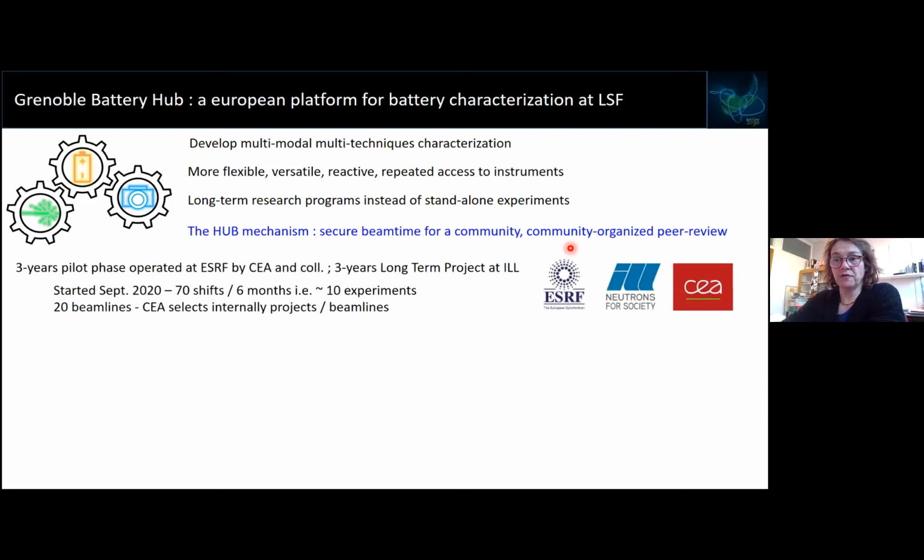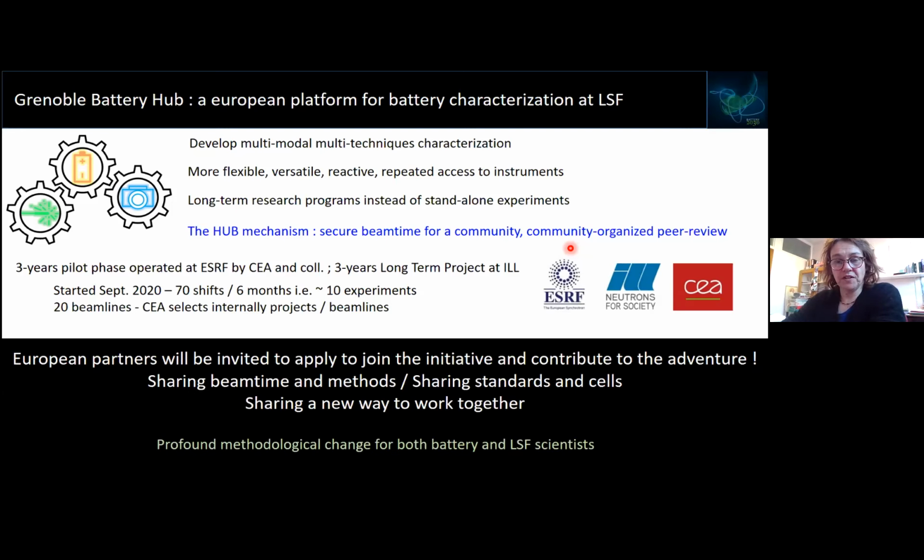We are now in the first stage of this project where we operate a pilot phase where we want to test the mechanism. So basically we have 70 shifts that we distribute every 6 months to all the CEA teams. This amounts to something like 10 experiments. And what is important is that this hub will be opened to European partners, and there will be a call as soon as we have defined test mechanisms. And so if you are interested, if you want to join the initiative, please contact us and we can give more details.